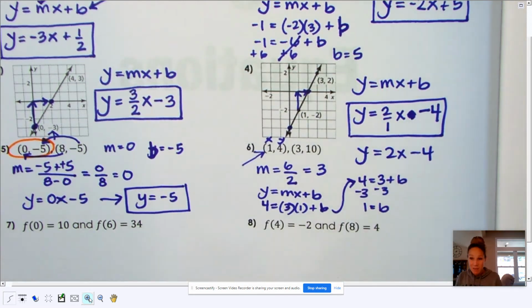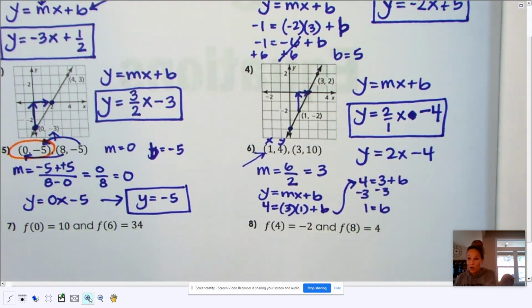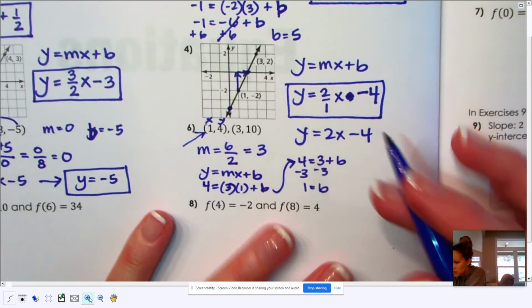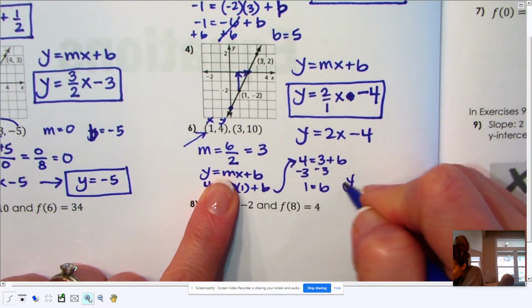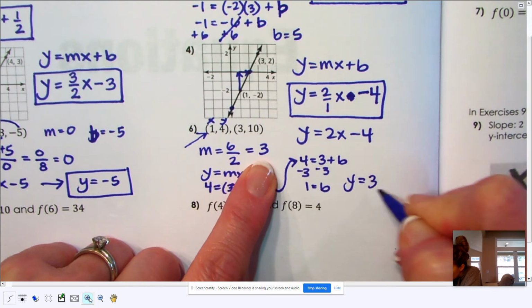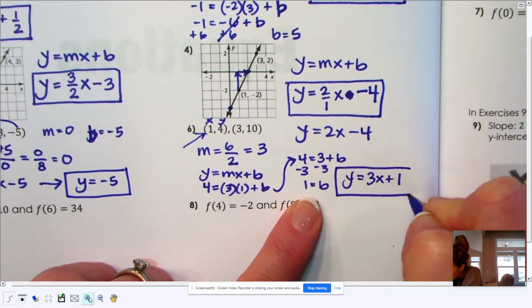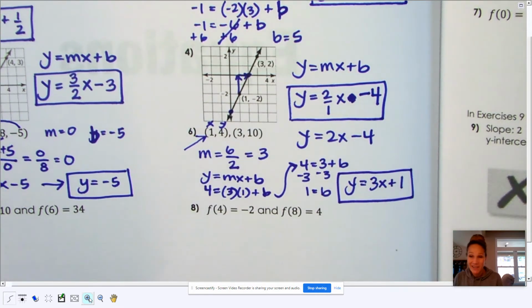Now, the final step would be to plug the b and the m into our equation. So I'm going to plug it into y equals mx plus b. I'm going to write y equals, instead of the m, I'm going to put 3. Then I write my x, and then the b I know is equal to 1. So that's the answer for question number 6. That was a long one.